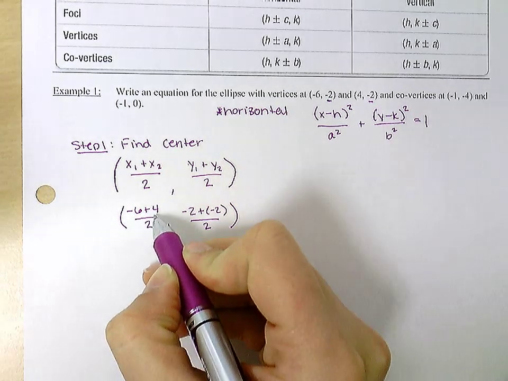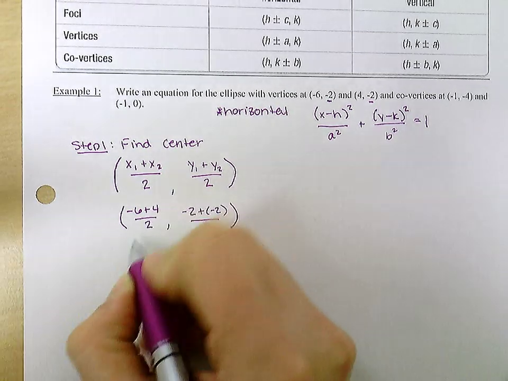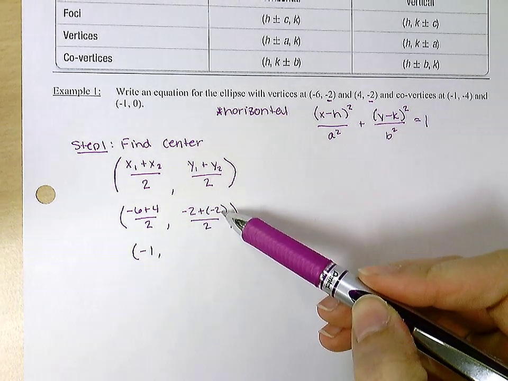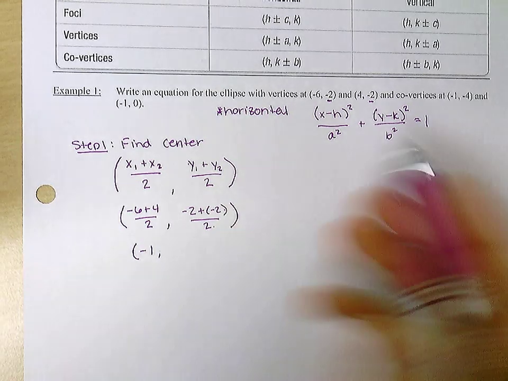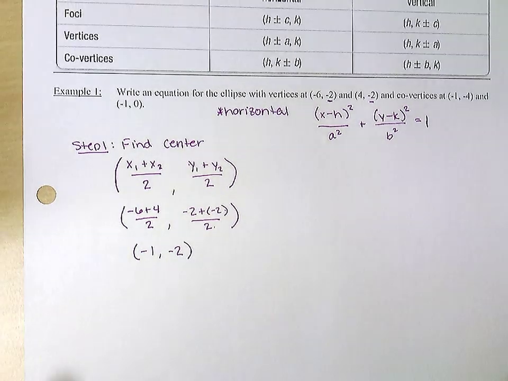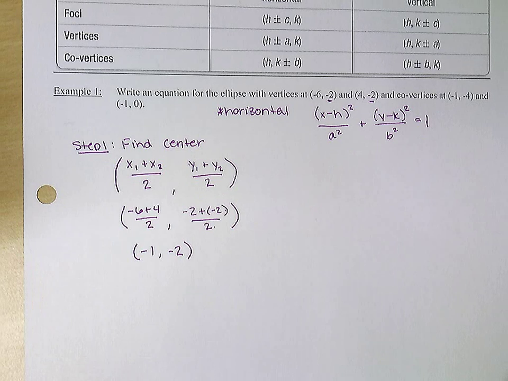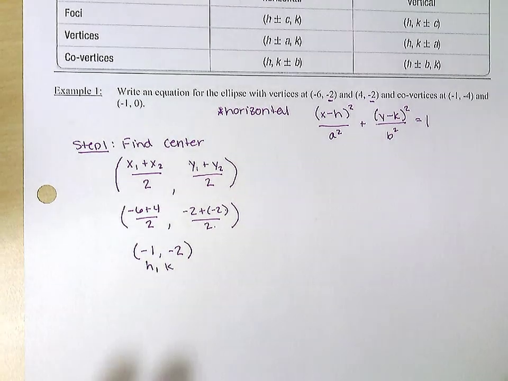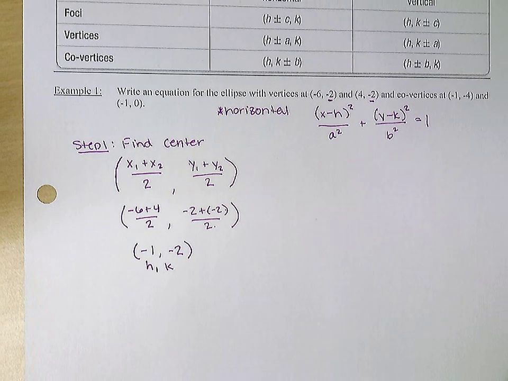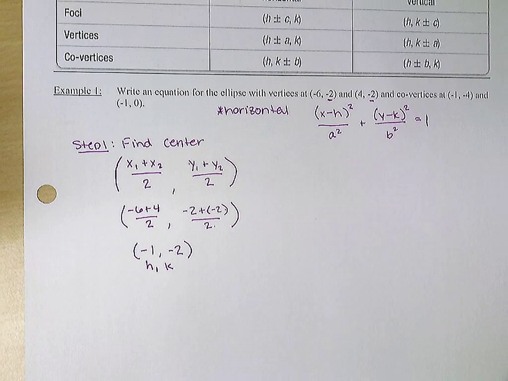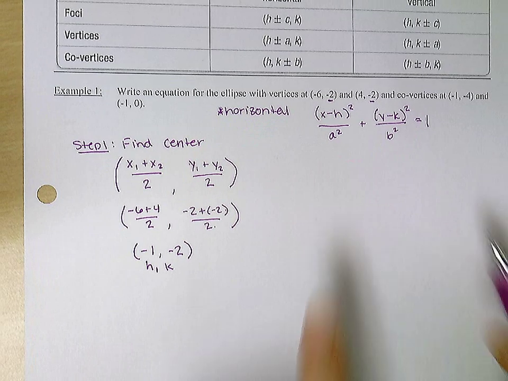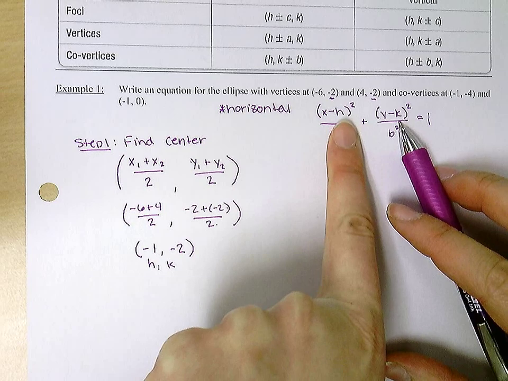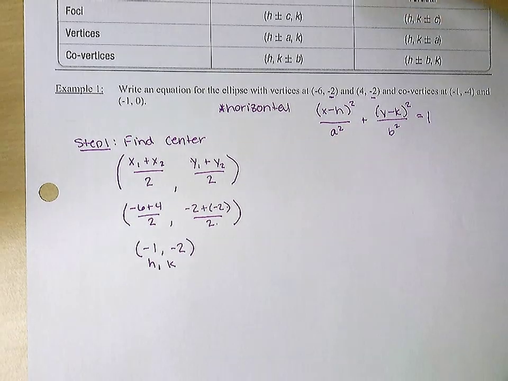-6 plus 4 is -2. -2 divided by 2 is -1. -2 plus -2 is -4. -4 divided by 2 is -2. So this is my center point, and the center of your ellipse is at (h, k). So now I found h and I found k. The next two parts I need are a and b to write out this equation. I found h and k, I still need a and b.